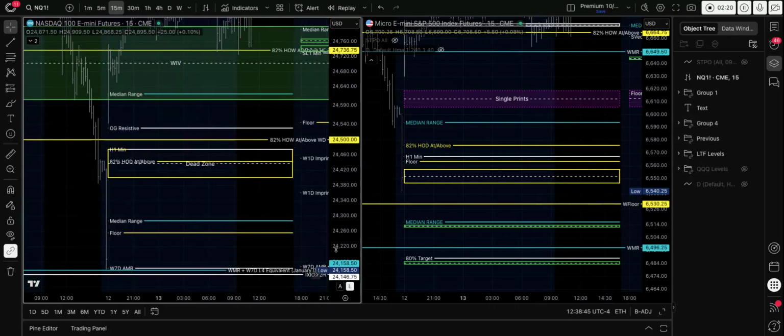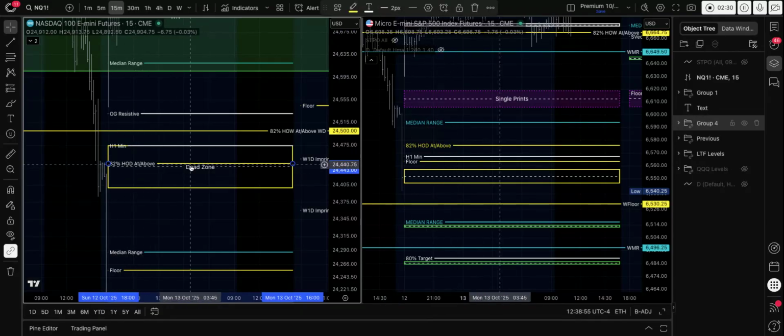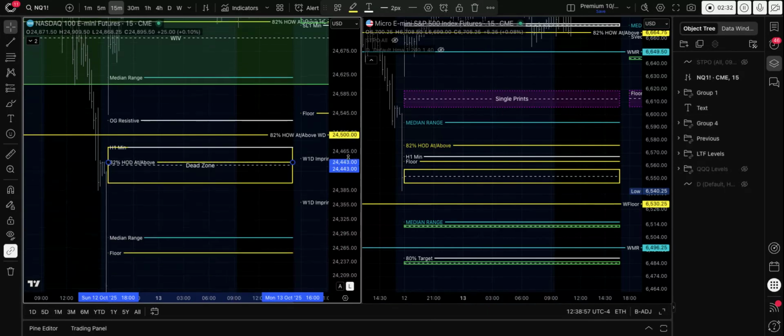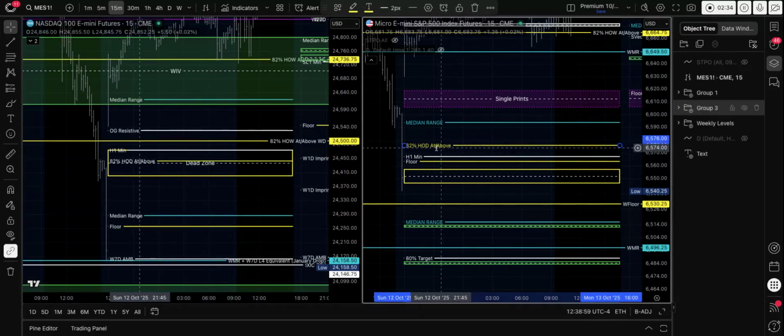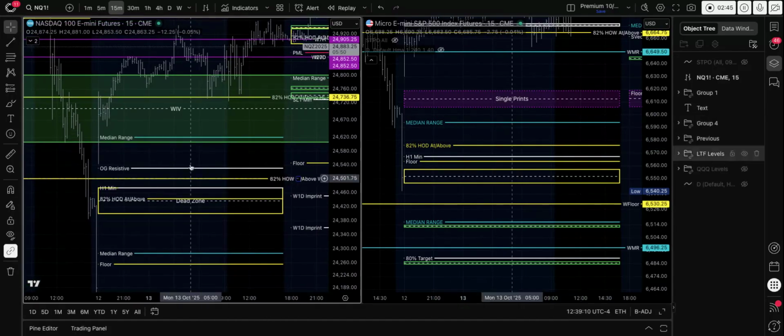And then I will usually include the high of day at or above level. So meaning when I have that, it says the percentage HOD. 82% of the time, the high of day is at or above here. Same thing on ES. 82% of the time, the high of day of price will be at or above wherever that is. So very reliable.